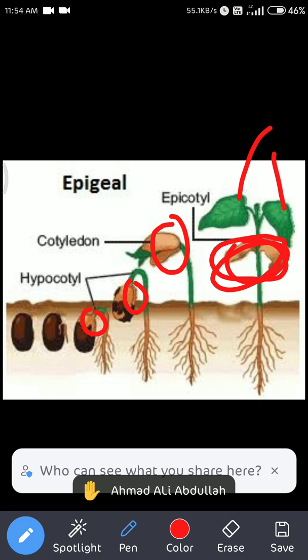So this type of germination where the cotyledon comes out from the soil is known as apical germination, and this is usually found in the dicot seed. And the previous one is usually found in the monocot, like maize. I'll show you another picture again.